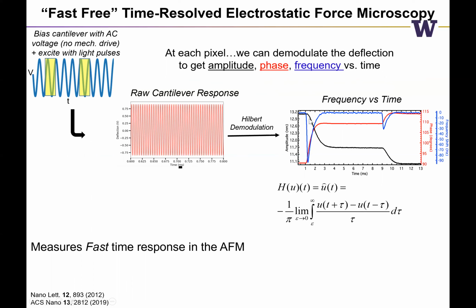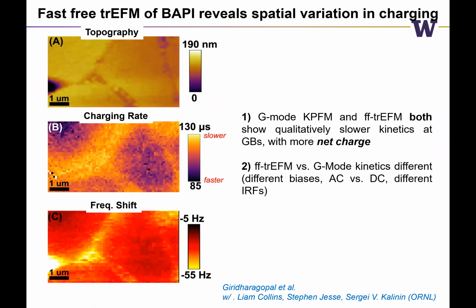So when the light turns on, the cantilever frequency will shift away from equilibrium and slowly relax back. Then finding the time it takes to shift farthest from equilibrium is effectively a proxy for the charging rate or the efficiency of that particular pixel. That yields pretty interesting maps as shown here. So the topography is shown at the top, and then in B we have the charging rate. Wherever it's dark, that's a relatively faster pixel, with time constants on the order of 85 microseconds or so. And at the grain boundaries, we have relatively slower time constants of 130 microseconds.